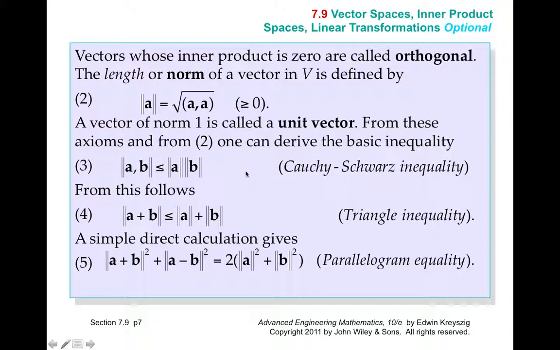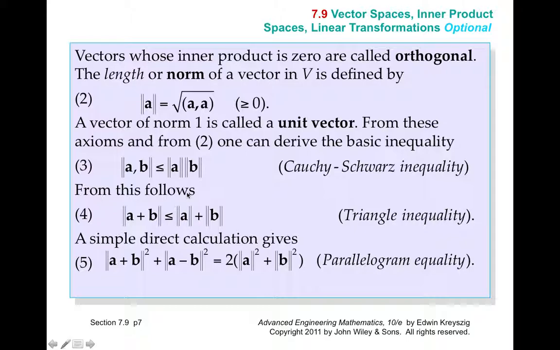And the Cauchy-Schwarz inequality is kind of the fundamental theorem or axiom that we get from the inner product, basically saying that the magnitude of the inner product of A and B is less than or equal to the magnitude of A times the magnitude of B. What this really says is that the projection of one vector onto another will never have a length longer than the vector itself. So the projection will always be equal to or less than the length of that vector.